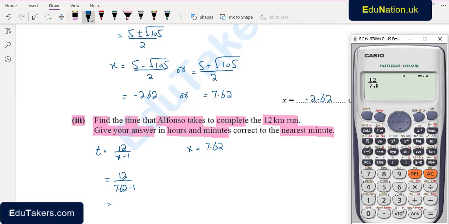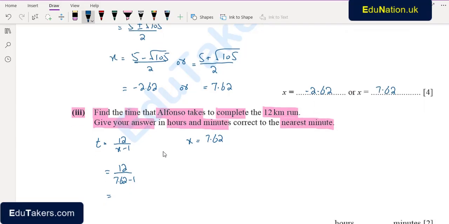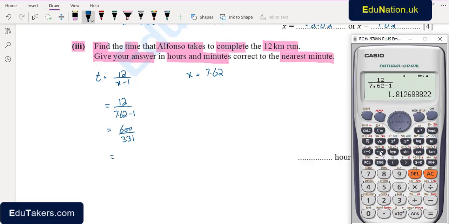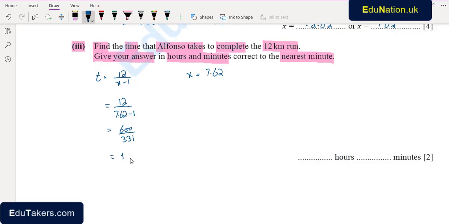12 over 7.62 minus 1 is 600 over 331. 600 over 331, in hours and minutes, is 1 hour and 48 minutes and 45.68 seconds. So correcting to the nearest minute, this will be 1 hour and 49 minutes.